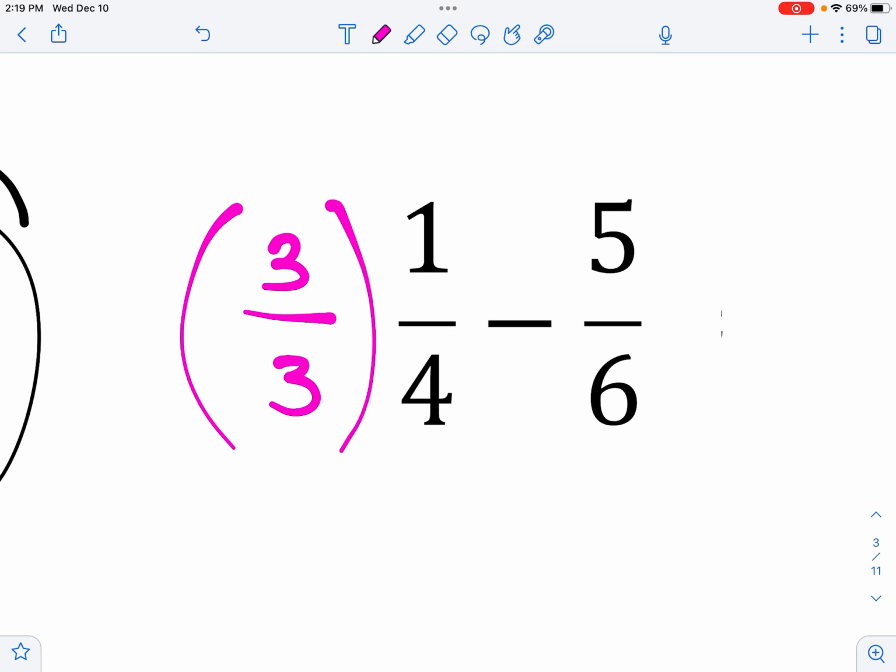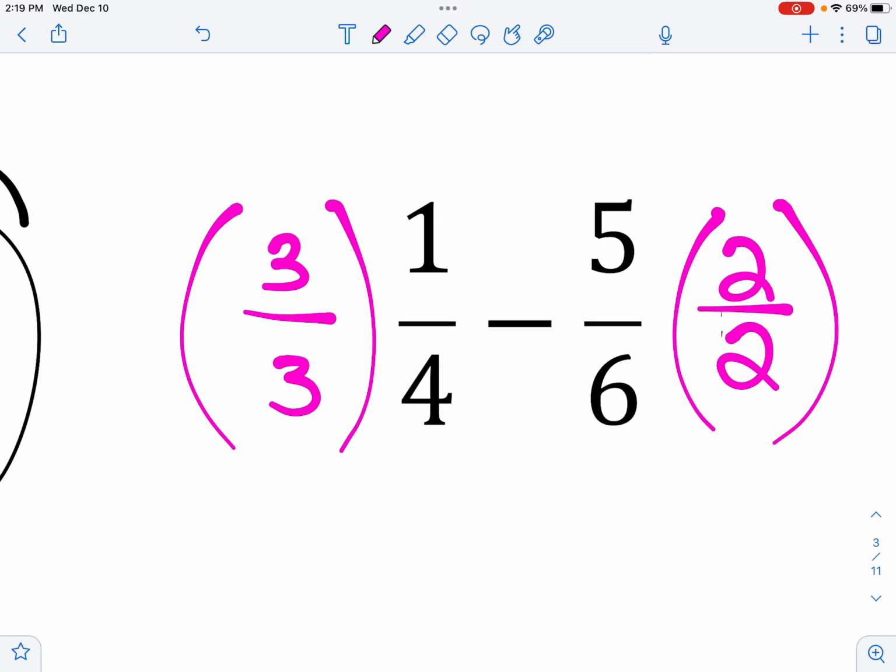It's okay to do that because 3 divided by 3 is 1. Anytime we multiply anything by 1, we don't change its identity. It stays the same. The quantity stays the same. So I multiply by 3/3. And over here, we would multiply by 2/2, since 6 times 2 is 12.